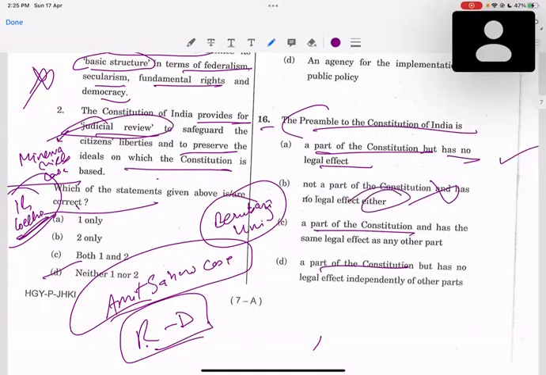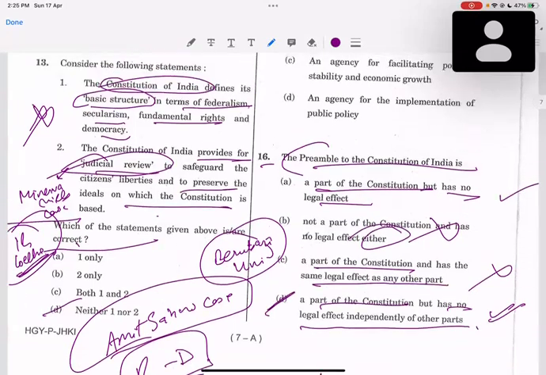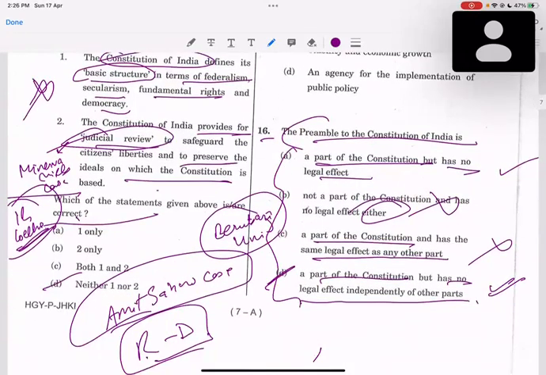'A part of the Constitution has the same legal effect as any other part.' Wrong. 'A part of the Constitution has no legal effect independently of other parts.' Yes, this is the best statement. It says that the preamble does not have an independent existence. The preamble has to be read with the fundamental rights, fundamental duties, or any other part of the Constitution of India. Only then does it have legal effect. Otherwise, it does not. So the best answer is D. Yes, it was a bit confusing, but do interpret it carefully.